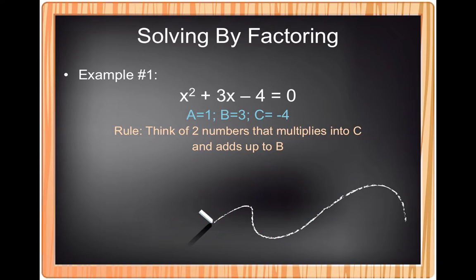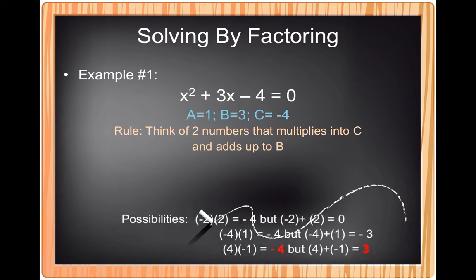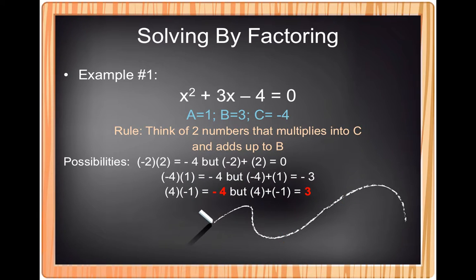The rule to find the solution of quadratic equations is thinking of two numbers that multiply into c and add up to b. There are multiple possibilities, but choose the one that adds up to b. So in this case, 4 times negative 1 equals negative 4, and their sum equals 3. Therefore, we can write the factored form of the quadratic equation as (x plus 4) times (x minus 1) equals 0, and we can split it further into simpler equations and solve for x. So the first solution is negative 4, and the second solution is 1.